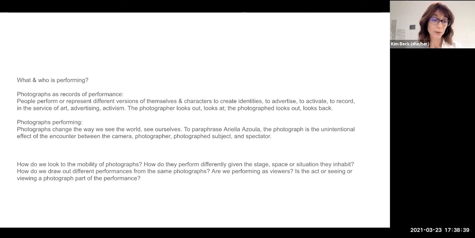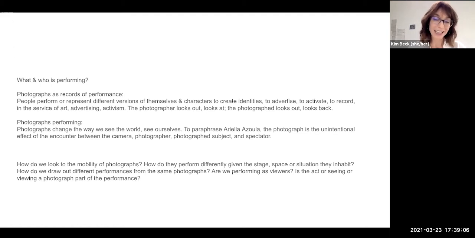So photographs performing, which is the side of this equation that we're going to spend more time on tonight, is thinking about the ways that photographs change the way we see the world and the way that we see ourselves. And to paraphrase Ariella Azoulay, the photograph is the unintentional effect of the encounter between these things: the camera, the photographer, the photographed subject, and the spectator.